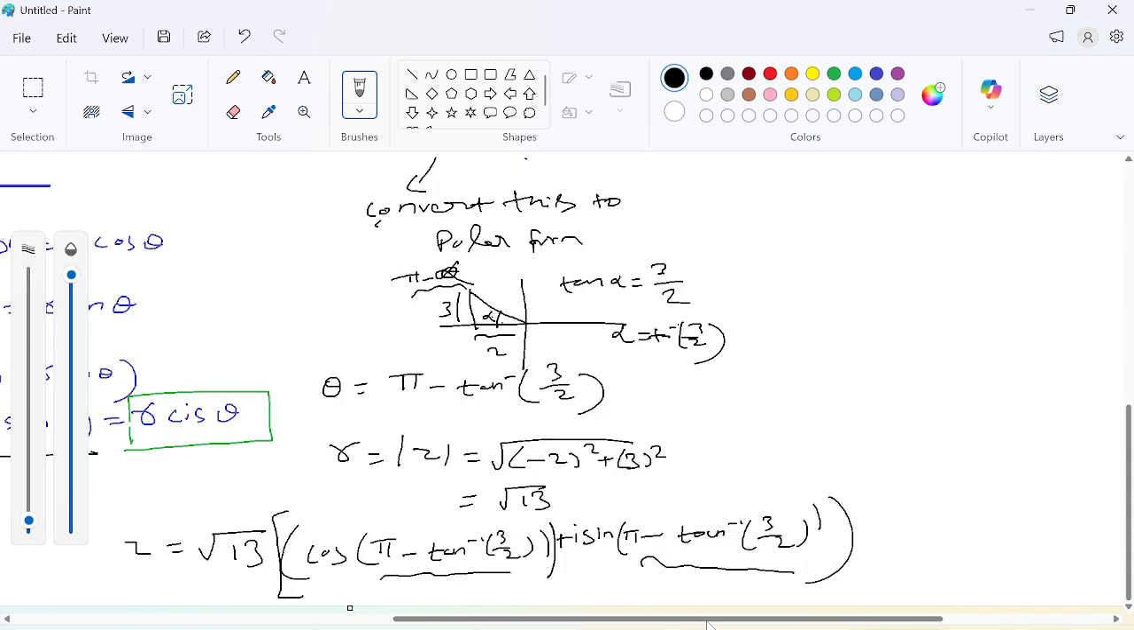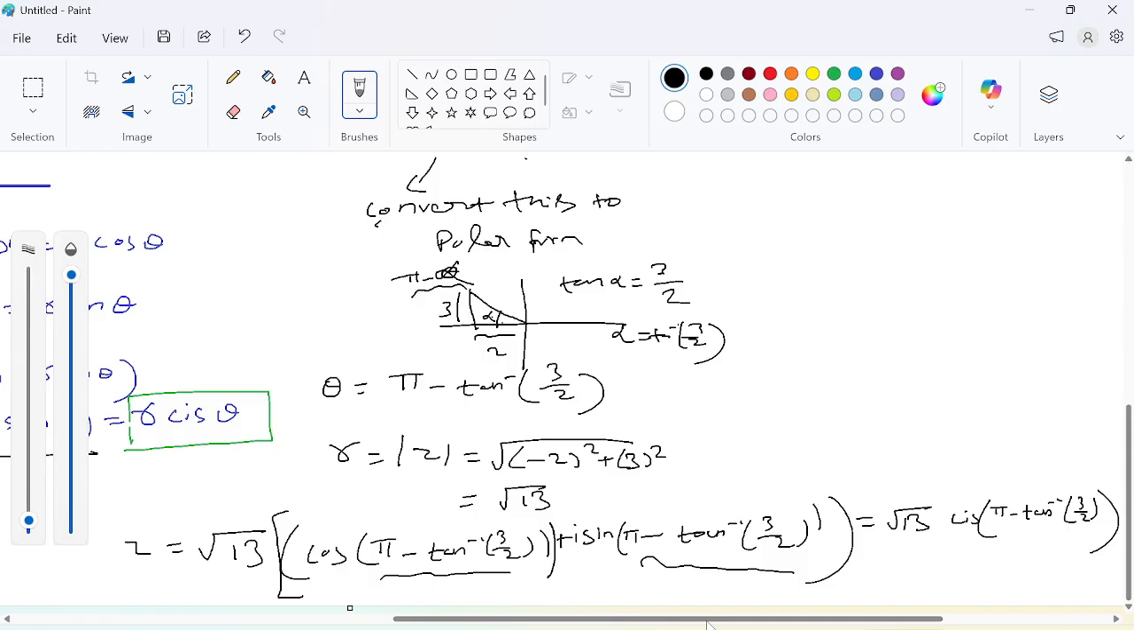Okay. So in shortcut, how will we write? Root 13 cis, sorry, pi minus tan inverse of 3 by 2. So this is your shortcut form.